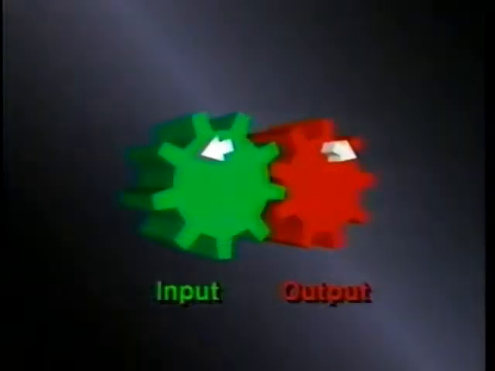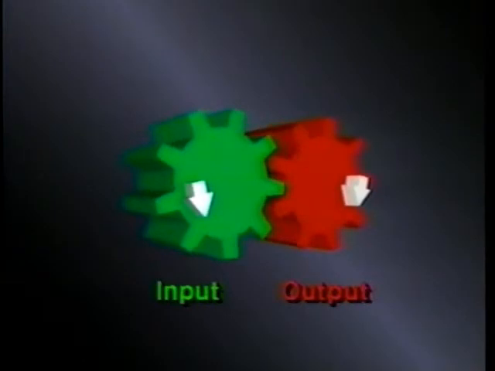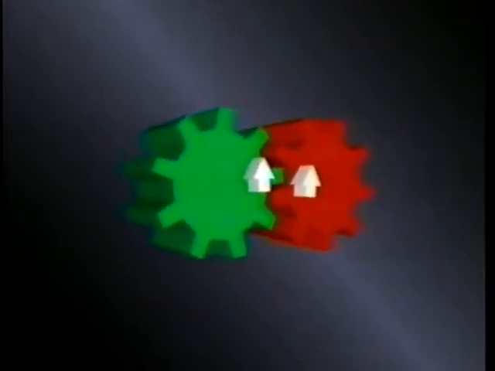What is direct drive? It's the condition that exists when an input gear and an output gear turn at the same speed. Consider these two gears. They're the same size. As one turns, the other is forced to turn at the same speed.